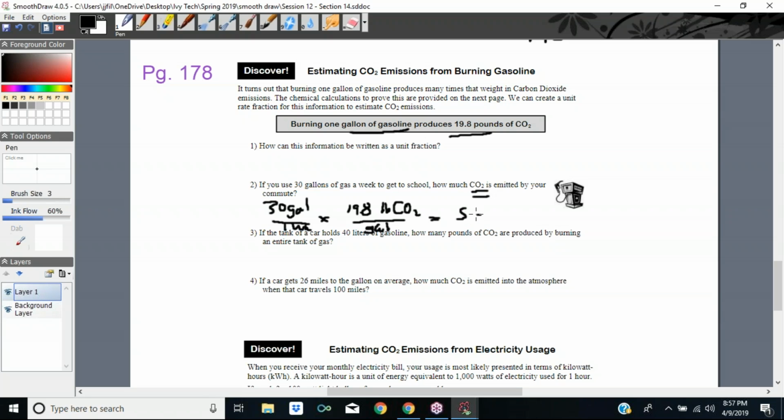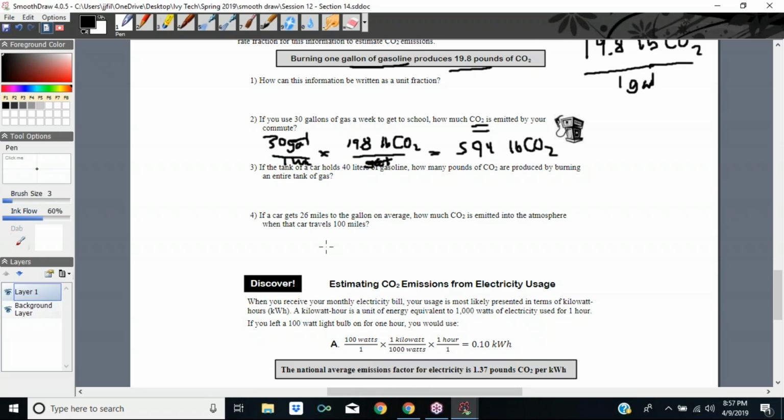And that is, thank you, 594 pounds of CO2. Okay, so the gallons cancel out. So the conversion is 19.8 pounds of CO2 for 1 gallon of gasoline. Okay, so let's look at number 4, because that one's a little bit different.